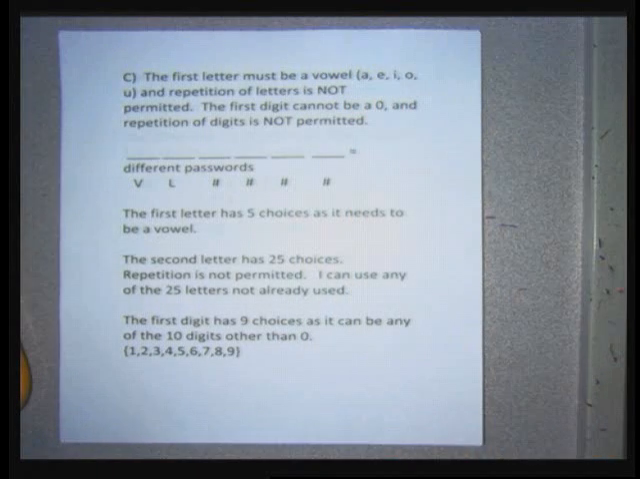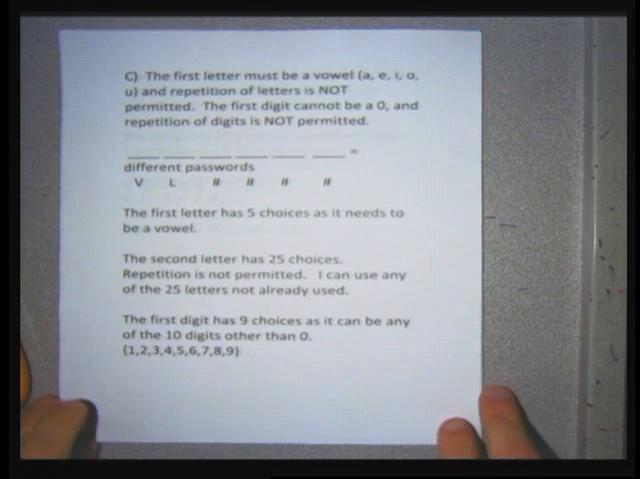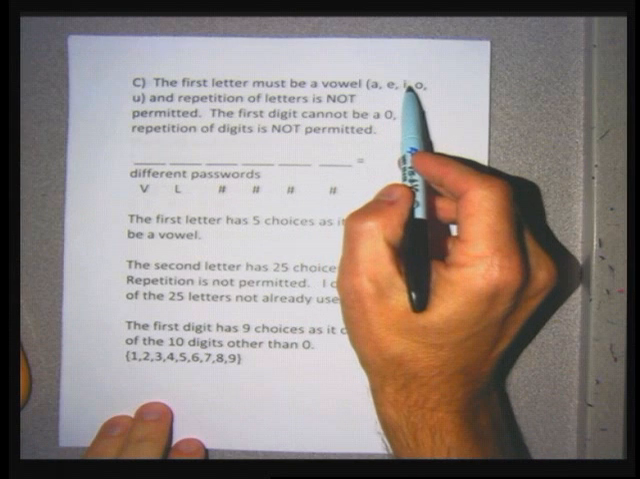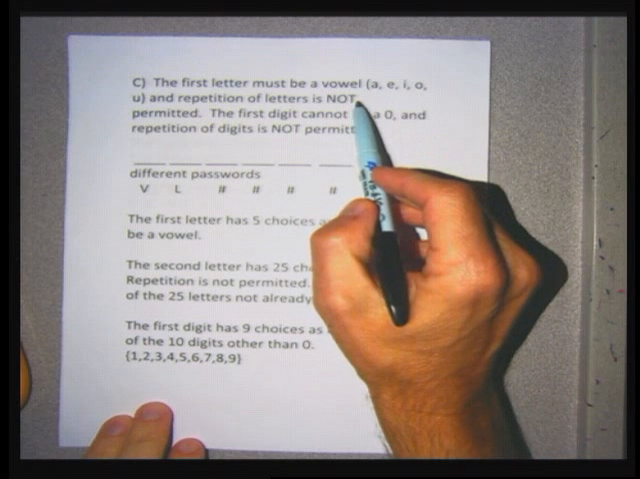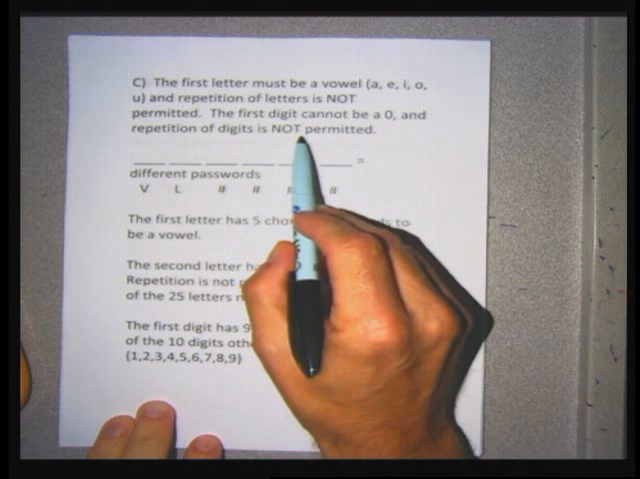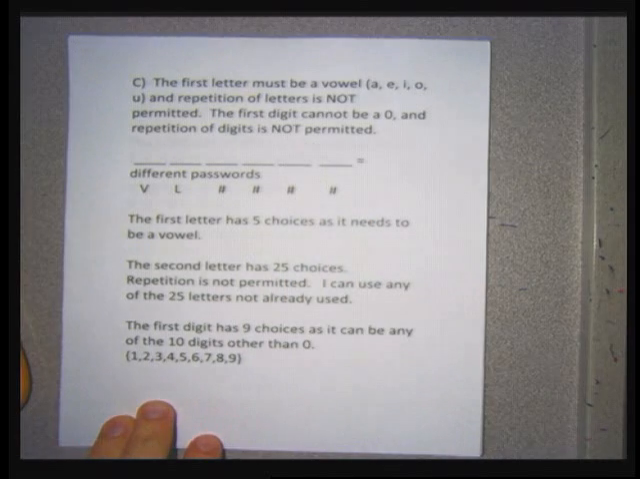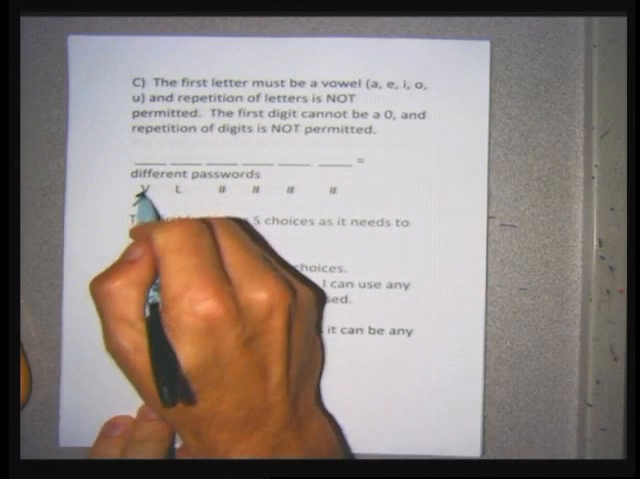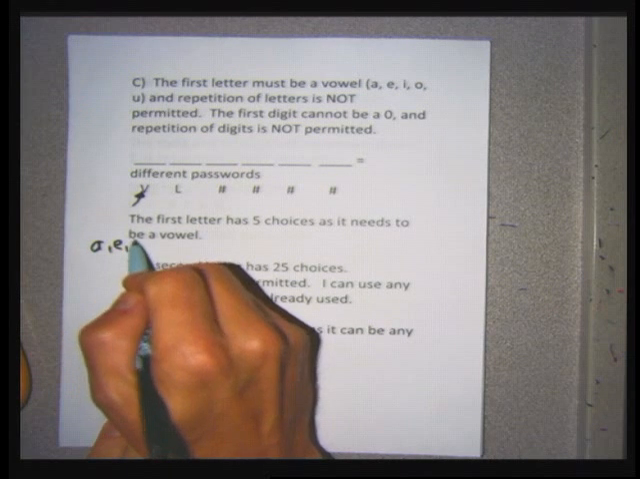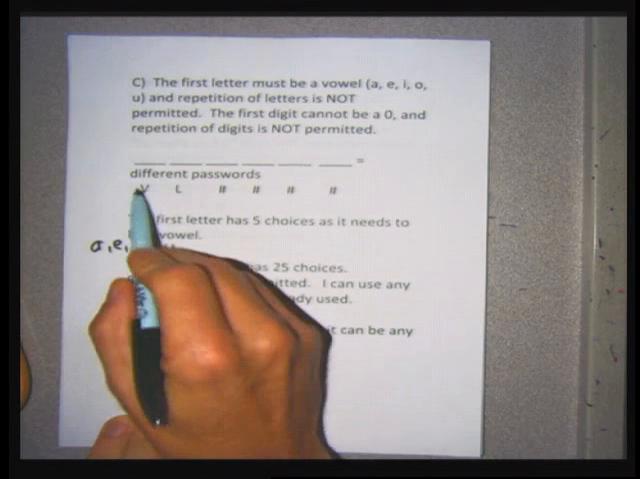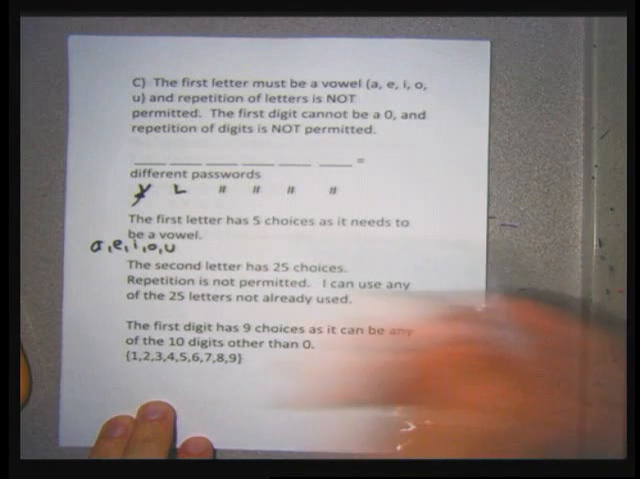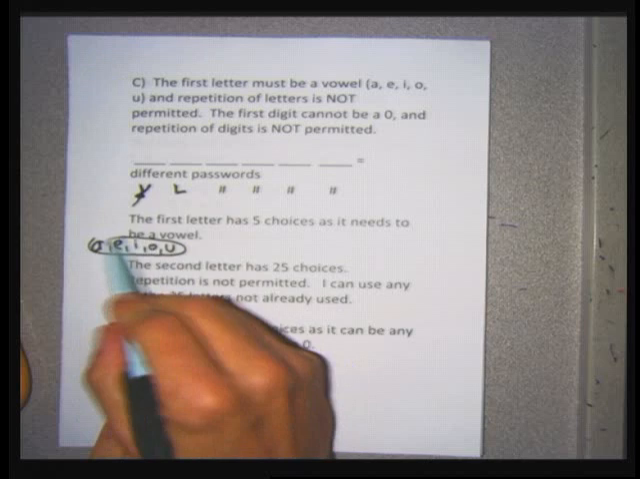And then part C of this is a little bit trickier. This is probably a little more advanced than what we did earlier in the chapter. So the first letter must be a vowel, and repetition of letters is not permitted. The first digit cannot be a 0, and the repetition of digits is not permitted. So when I go to do my first letter, my first letter can be any one of, and I'm assuming that A, E, I, O, and U are the vowels. So when I wrote this up for the letters, I put a vowel first and then some generic letter second. And for the first letter, I only have 5 choices.